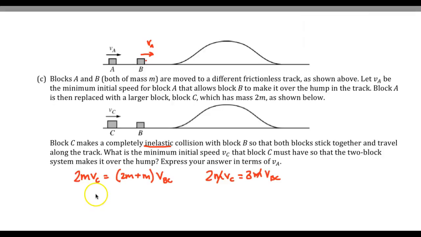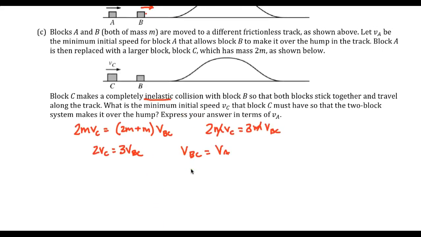We need this speed, this VBC, we need that to equal VA. All right. So in order for it to barely make it over the ramp, let's just substitute in for VA. So VC must equal 3/2 VA.